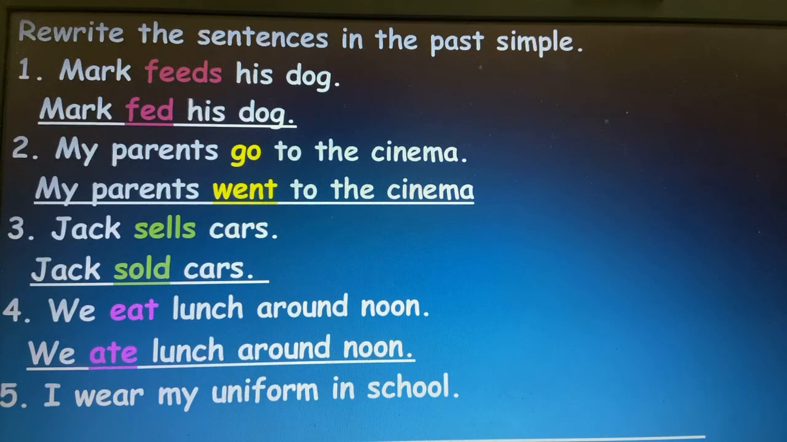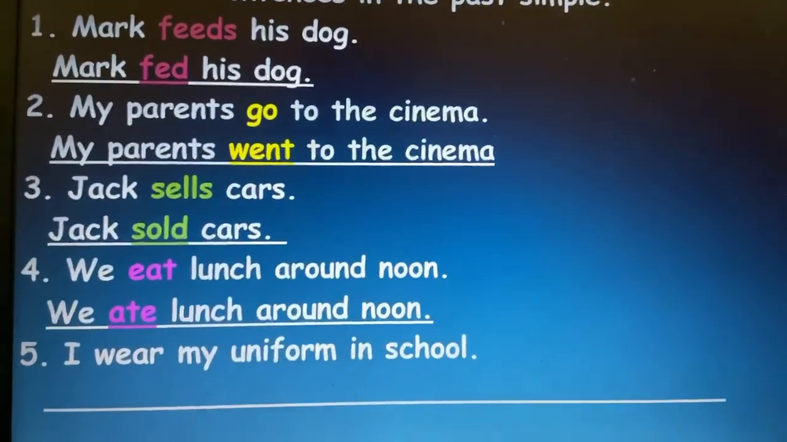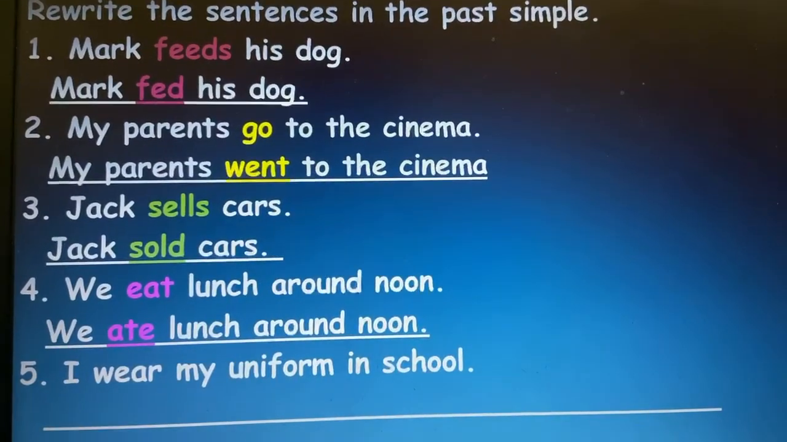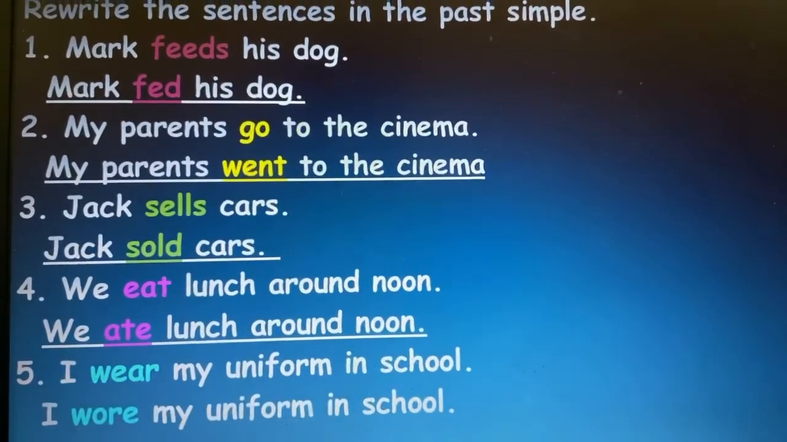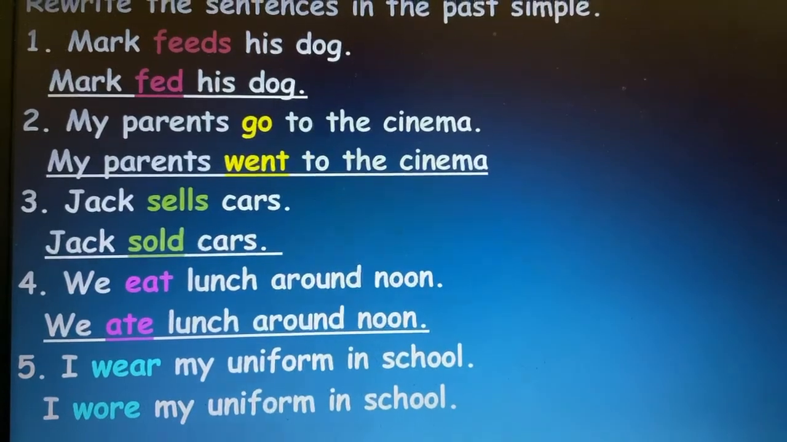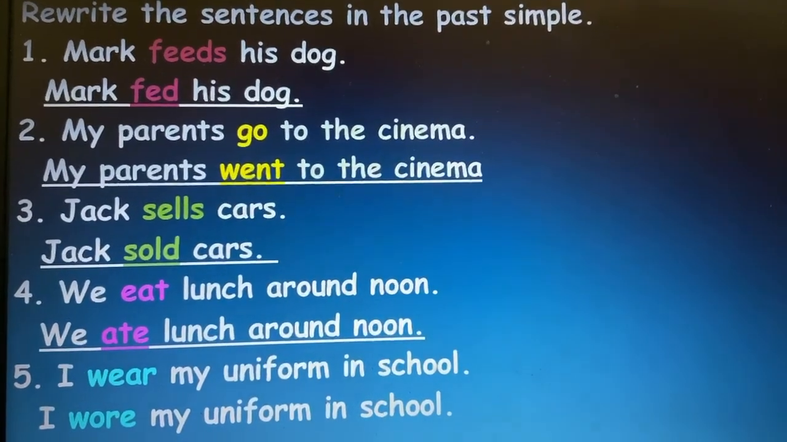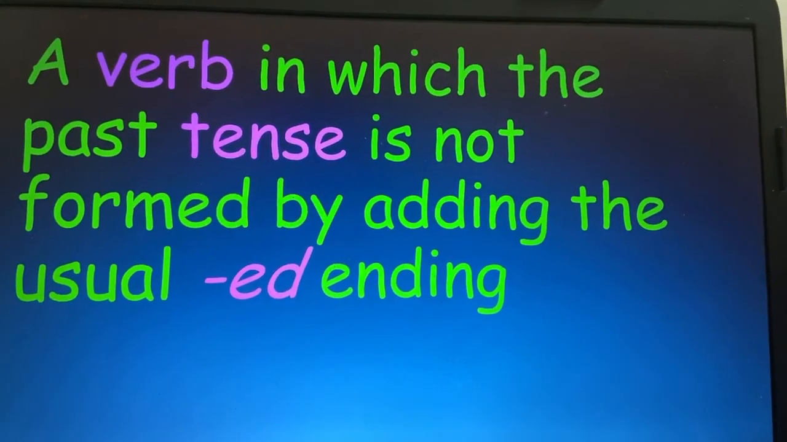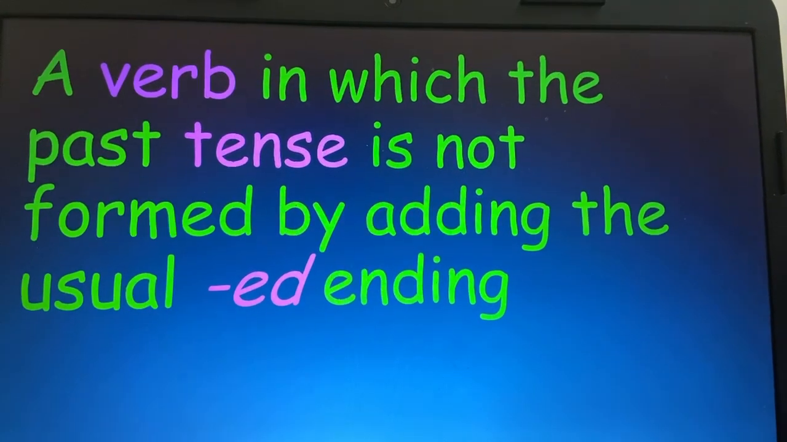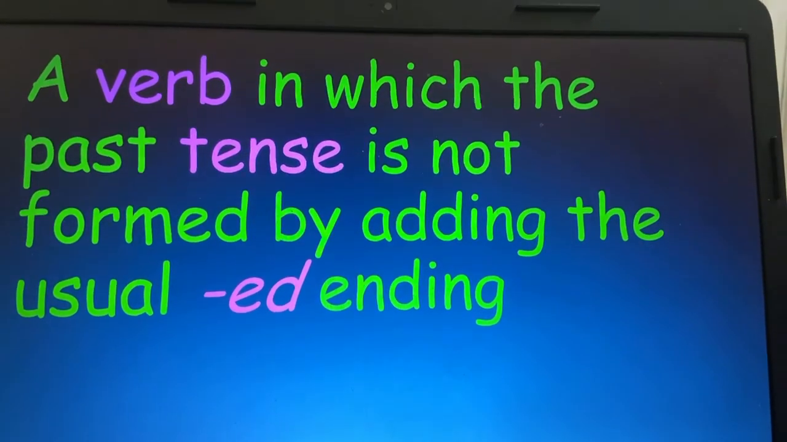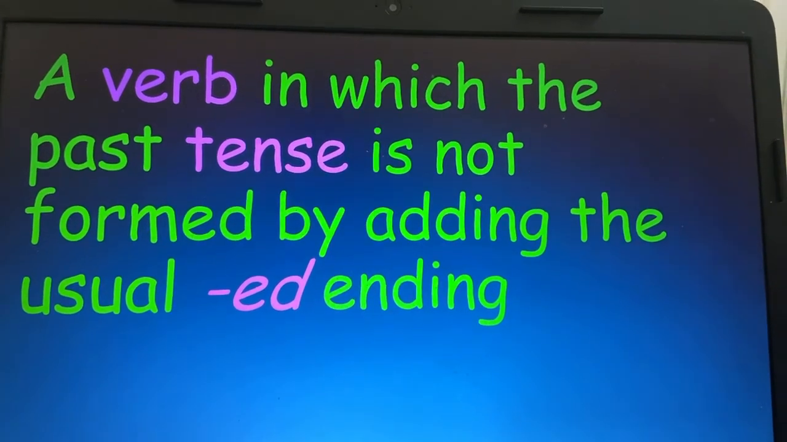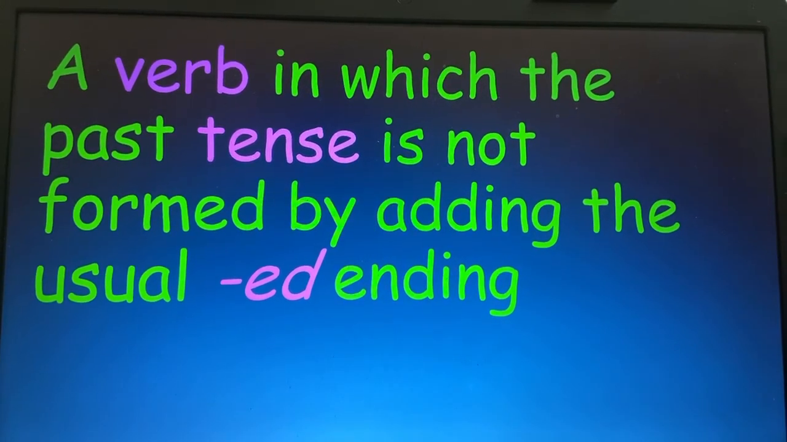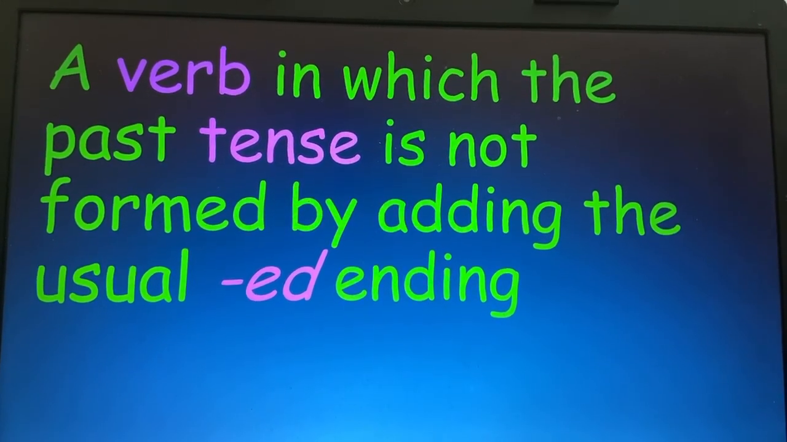Number 5, I wear my uniform in school. The main verb is wear. It becomes in the past: I wore my uniform in school. So let's remember the definition, or what do irregular verbs mean. An irregular verb is a verb in which the past tense is not formed by adding the usual ed ending.